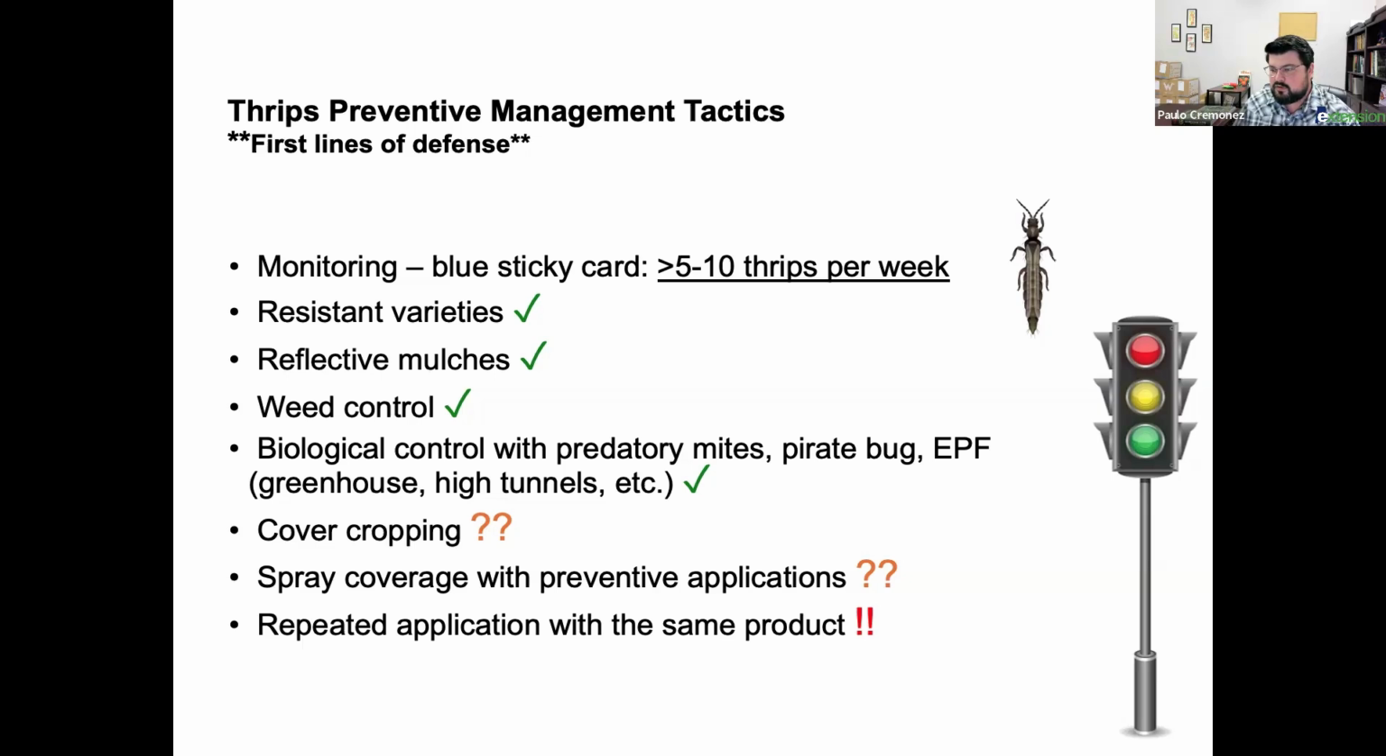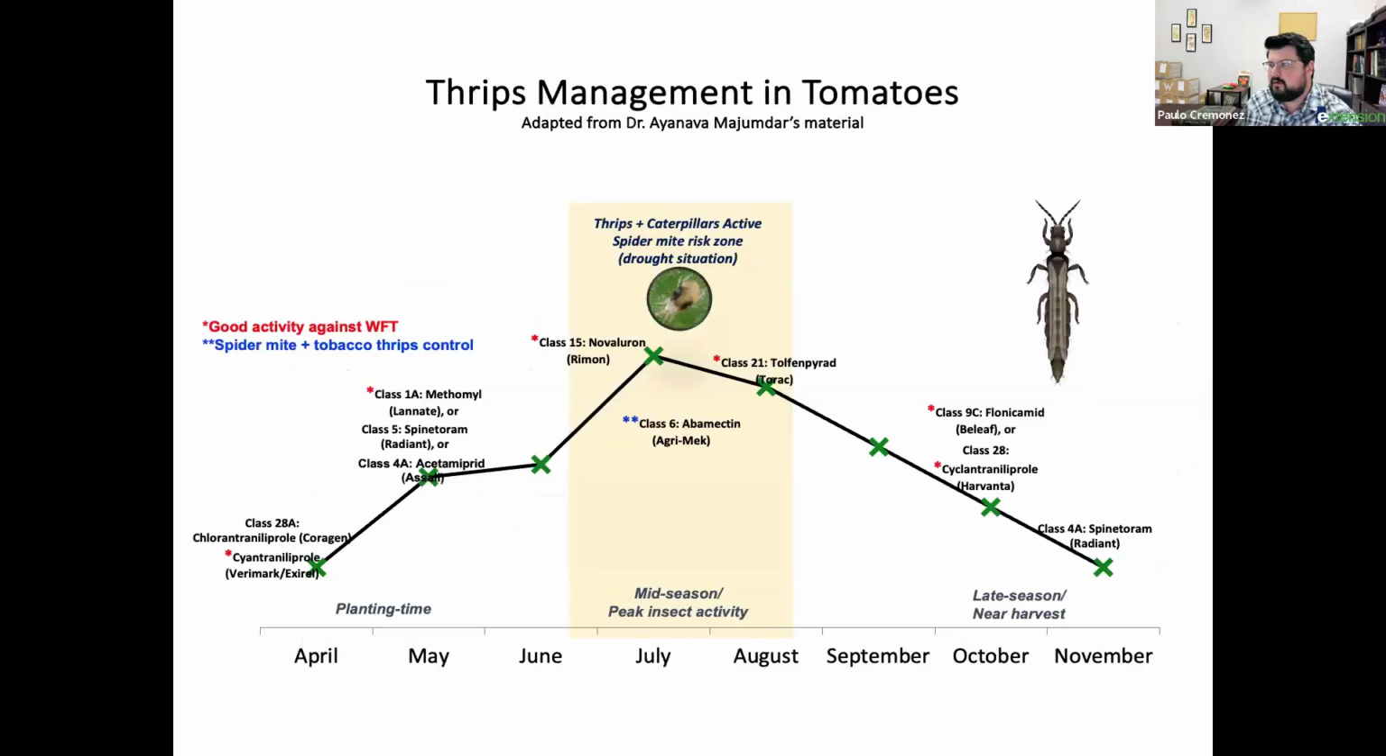Use of cover cropping can be something that we have to study, especially because it can provide refuge areas for thrips. With spray coverage and preventive applications, we need to be careful as well, just not to flare up thrips between sets of tomatoes. So that's also very important to be mindful of. And repeated application with the same product is absolutely a no-no. So again, rotation is the key.